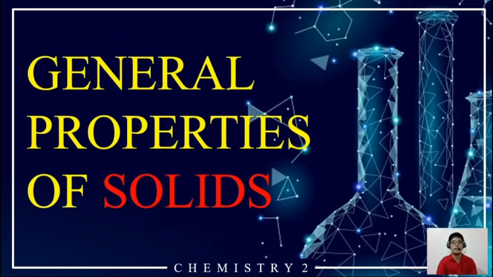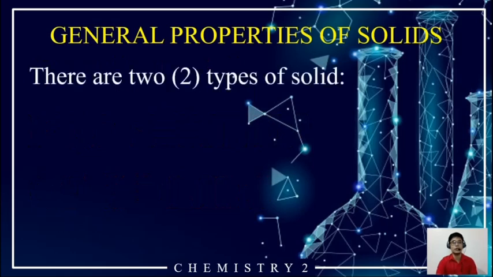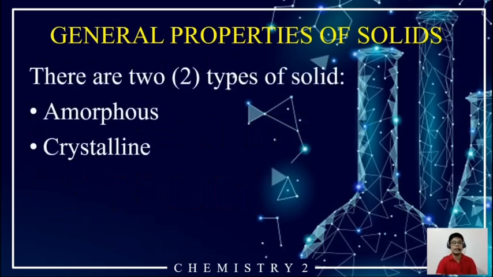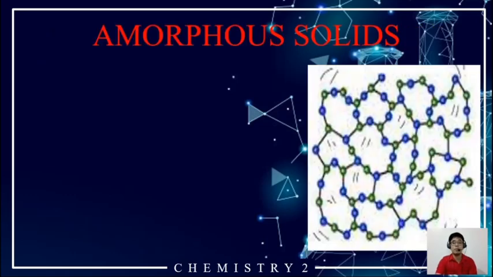And in understanding the general properties of solids, first we need to know what are the types of solids. And actually, there are two types of solids. First is the amorphous solids, and second is the crystalline solids. And what are the differences between these two types of solids? So first, let's have the amorphous solids. So what are amorphous solids?